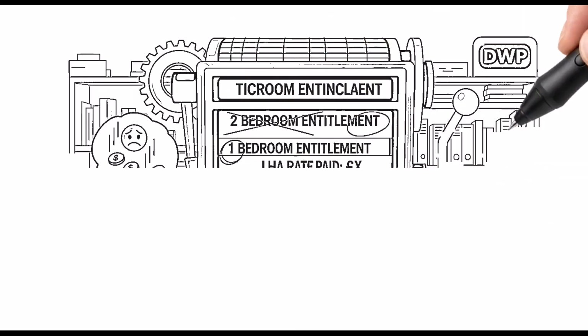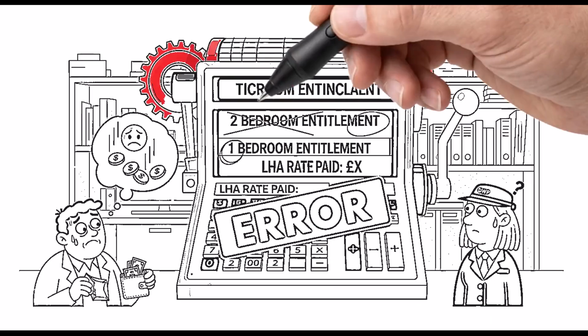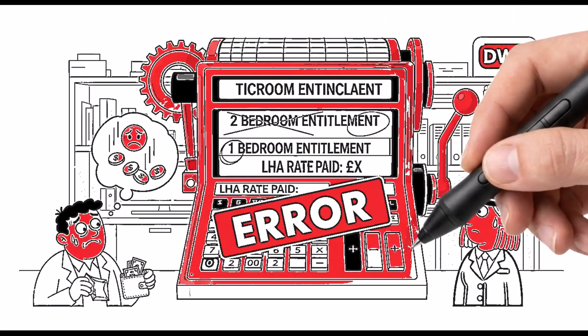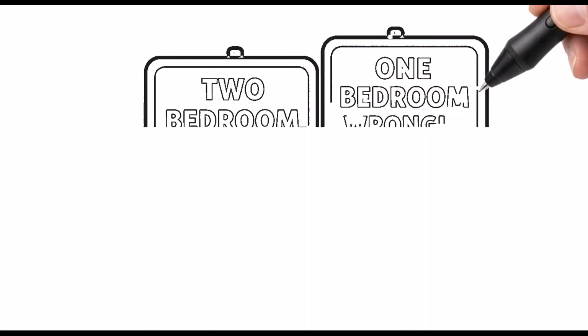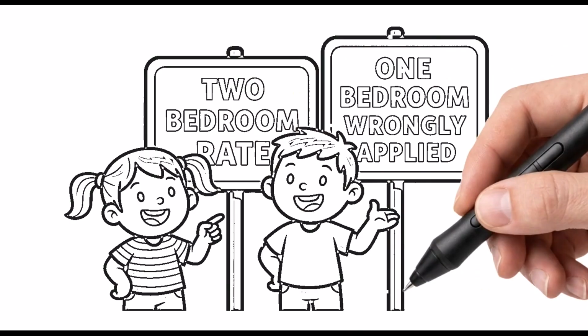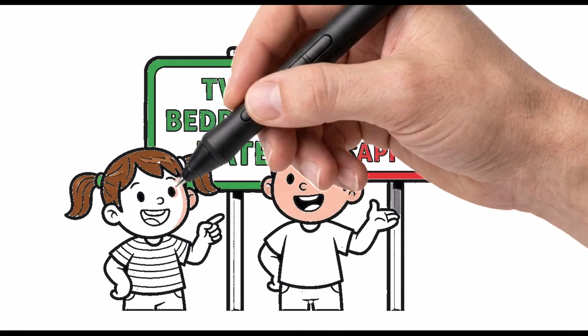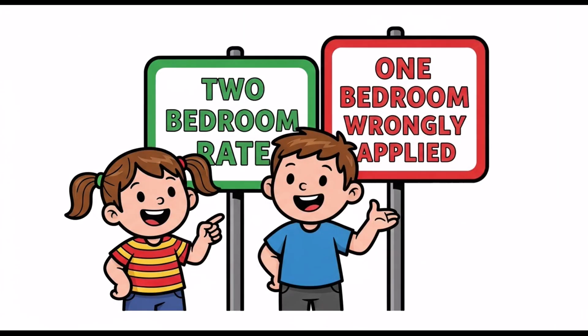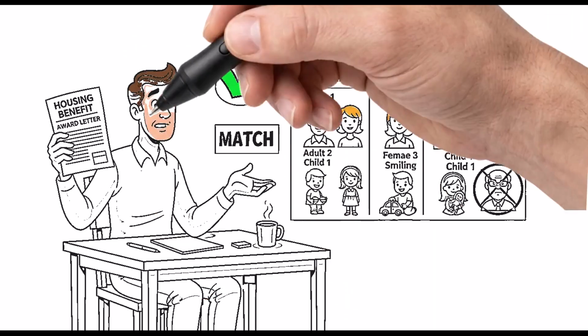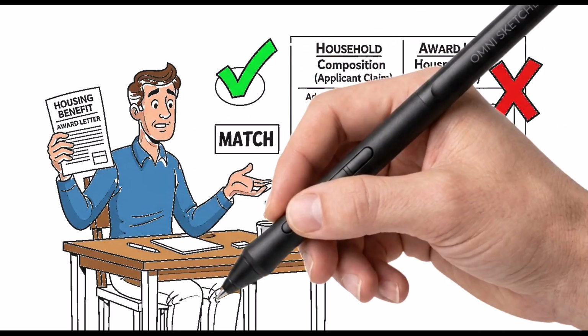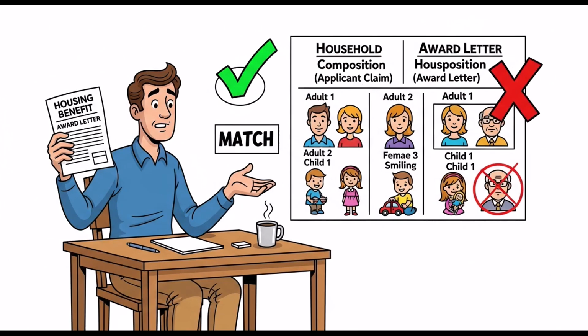2 children under 10 years old are expected to share a bedroom regardless of gender under the current LHA bedroom entitlement rules that apply right now. 2 children under 16 of the same gender are also expected to share a bedroom under the bedroom entitlement rules that the DWP applies to your claim. If the DWP has calculated your bedroom entitlement incorrectly, you could be receiving a lower LHA rate than you are legally entitled to receive every single month.